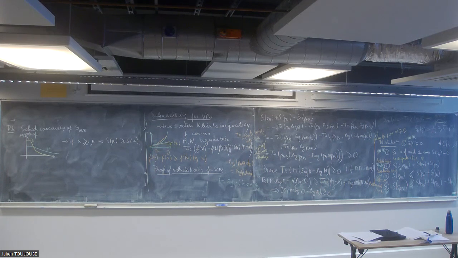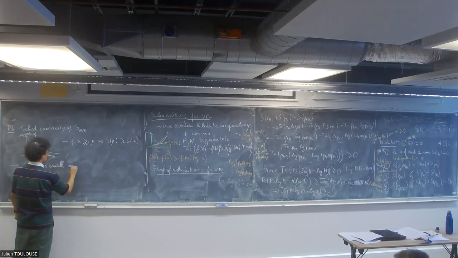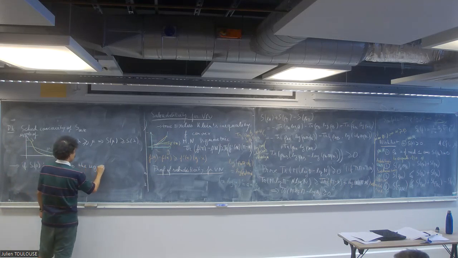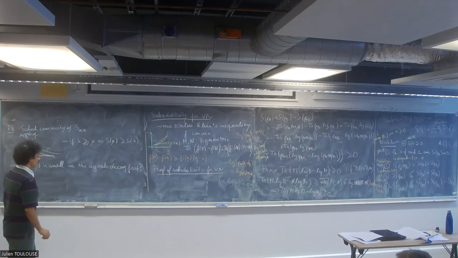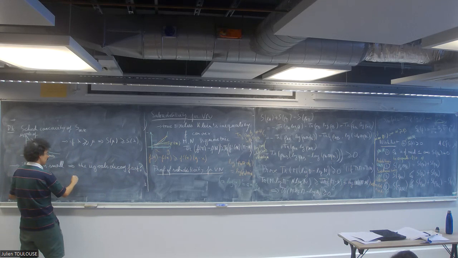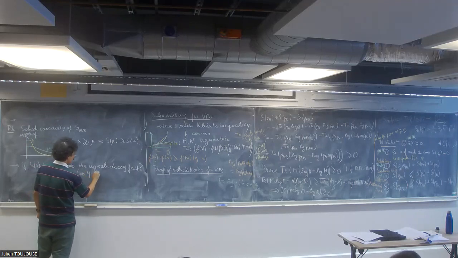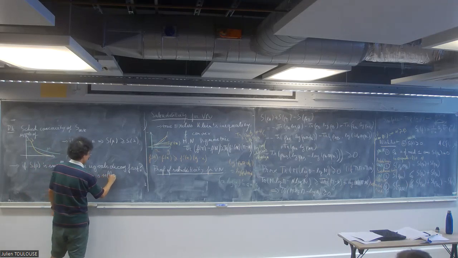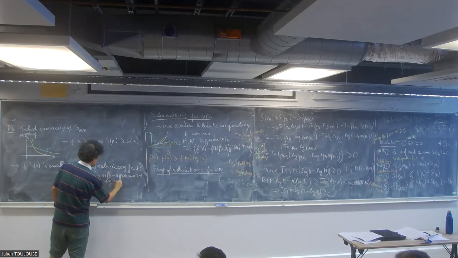But now, can you transform this into the following statement? Can you say that if S of rho is small, then the eigenvalues decay fast? If this is true, then it means that the state psi is well approximated by a tensor train of reasonable rank R.